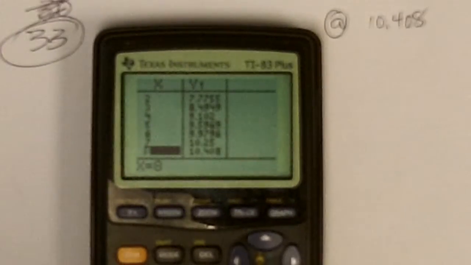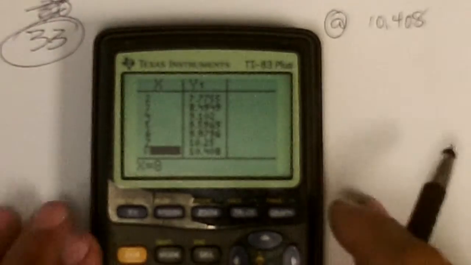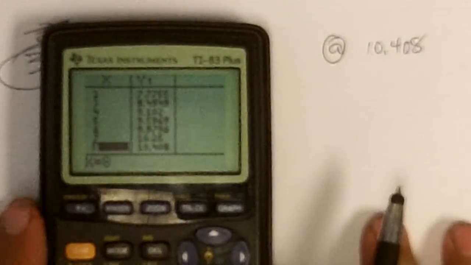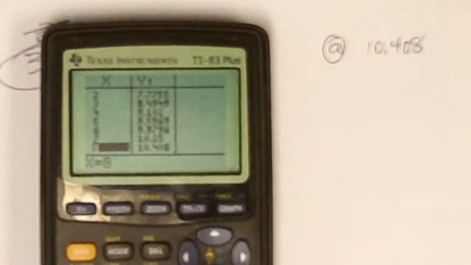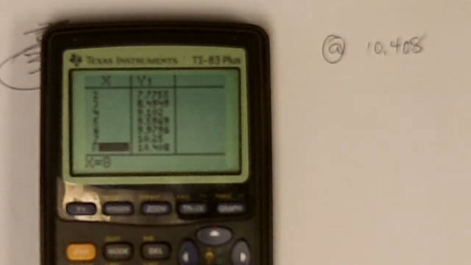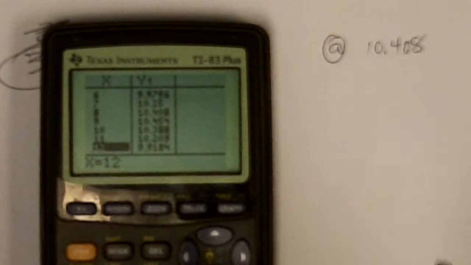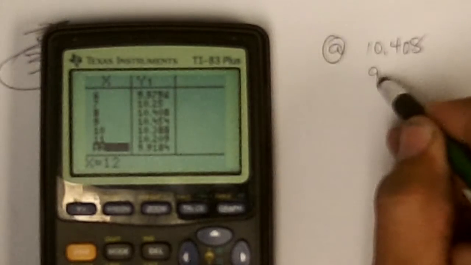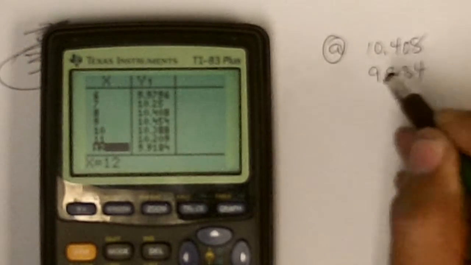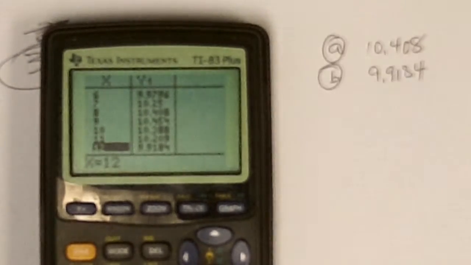Can you see all of that, I hope? Yeah. Okay. Now the next thing they ask for is the height of the ball after it's traveled 12 feet. So I'll just go down a little bit further, and at 12 feet it's 9.9184. And you can just plug 12 into the equation for x and get that.